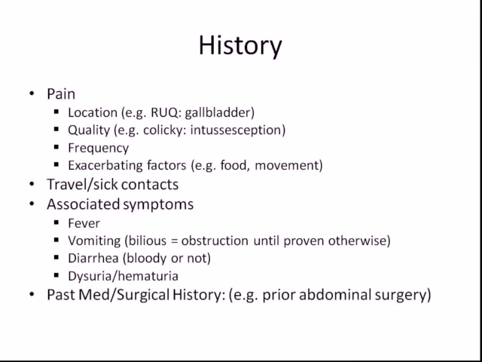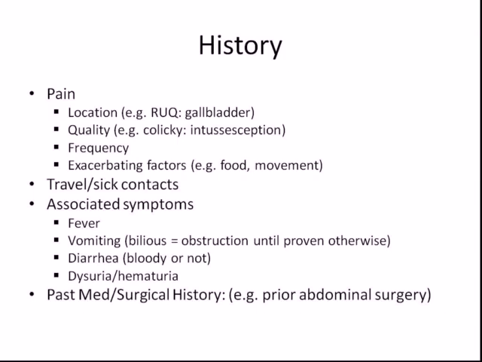How do we use our history, physical examination, and ancillary tests to determine how to categorize risk? Well, on history, we can use quality of the pain, location of the pain, and frequency and exacerbating factors. For instance, right upper quadrant pain, we think about the liver and the gallbladder. Quality of pain, colicky pain in the textbooks is consistent with intussusception, amongst other conditions.